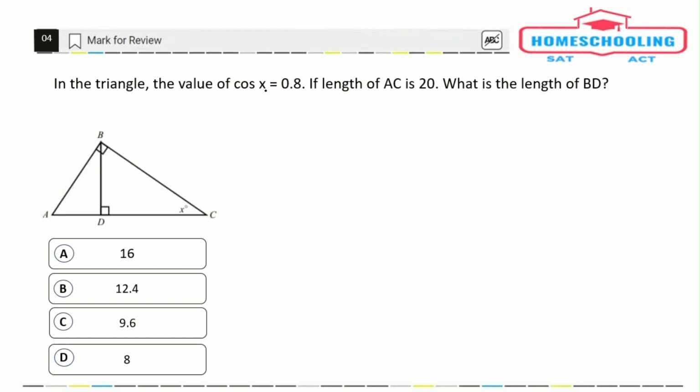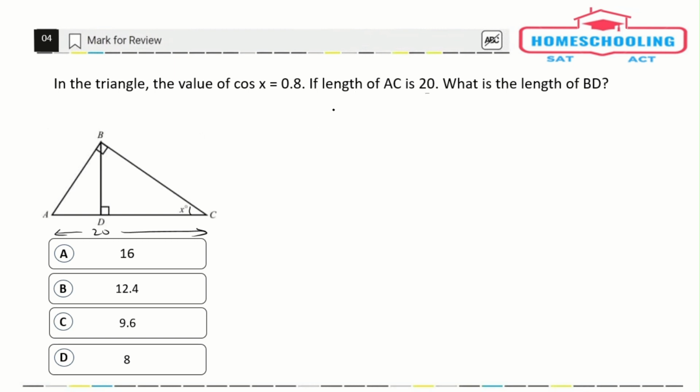In the triangle, the value of cos x is 0.8. Cos x is this, cos x is 0.8. If the length of AC is 20, so this whole length AC is 20, what is the length of BD? So we have to find this BD.